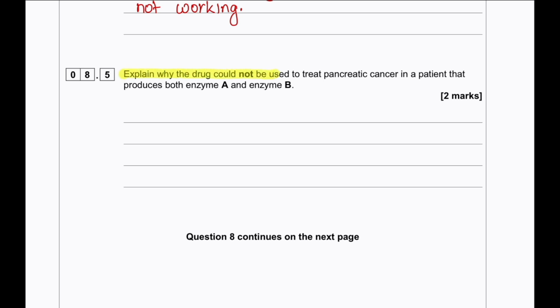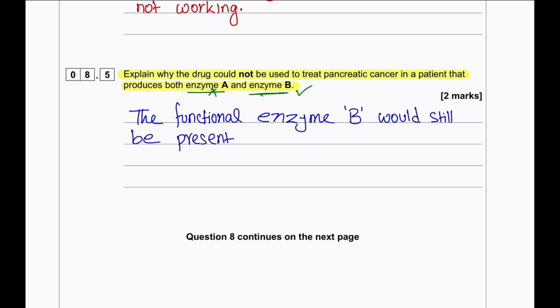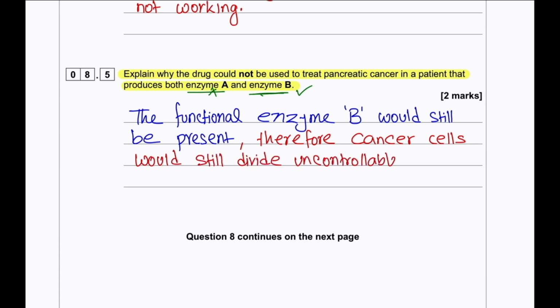Explain why the drug cannot be used to treat pancreatic cancers in patients that produce both enzyme A and B. The drug only inhibits enzyme A. So if enzyme A is inhibited and the person still produces enzyme B, enzyme B will still be present in that person. So the answer can be written like this. The functional enzyme B would still be present. Therefore, cancer cells will still be able to divide uncontrollably, and that will be our answer.